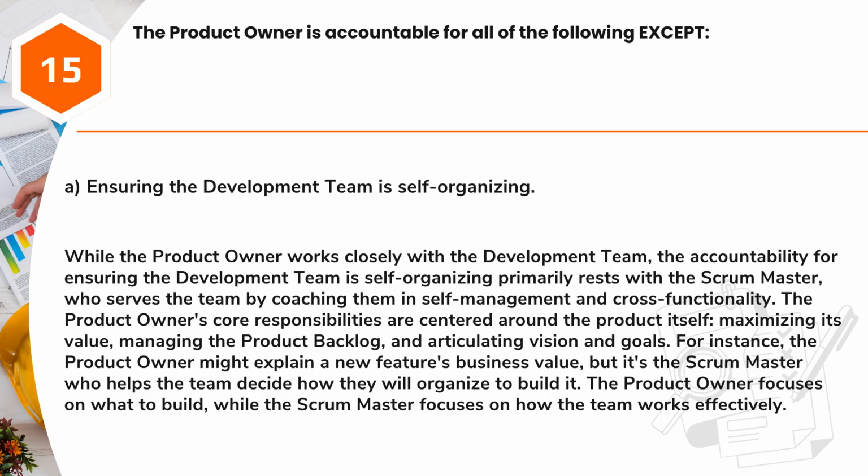The product owner's core responsibilities are centered around the product itself, maximizing its value, managing the product backlog, and articulating vision and goals. For instance, the product owner might explain a new feature's business value, but it's the Scrum Master who helps the team decide how they will organize to build it. The product owner focuses on what to build, while the Scrum Master focuses on how the team works effectively.